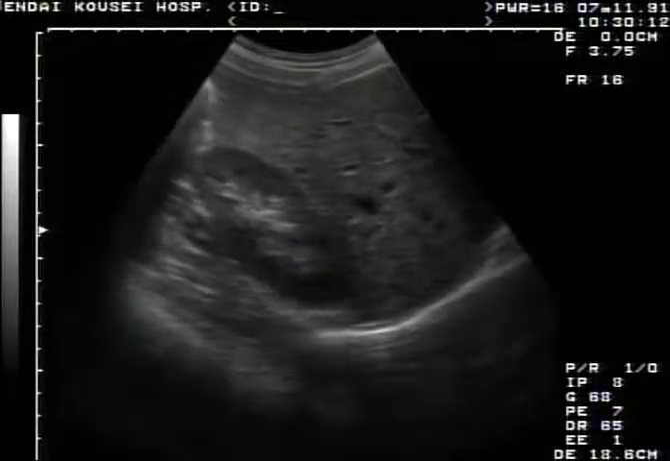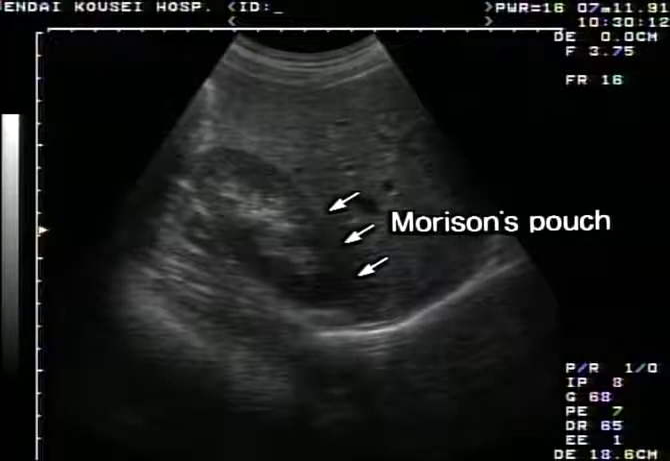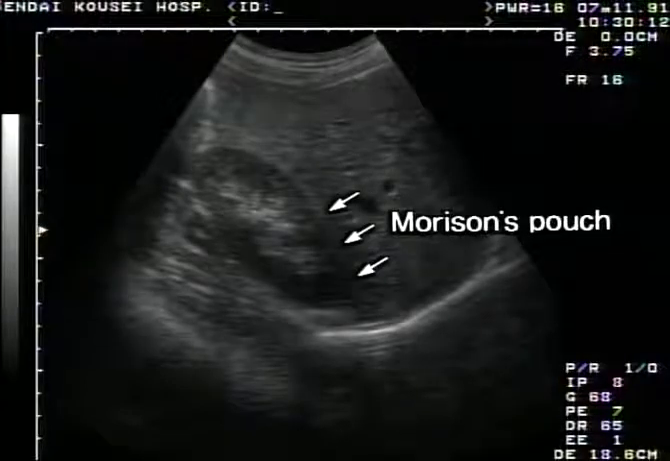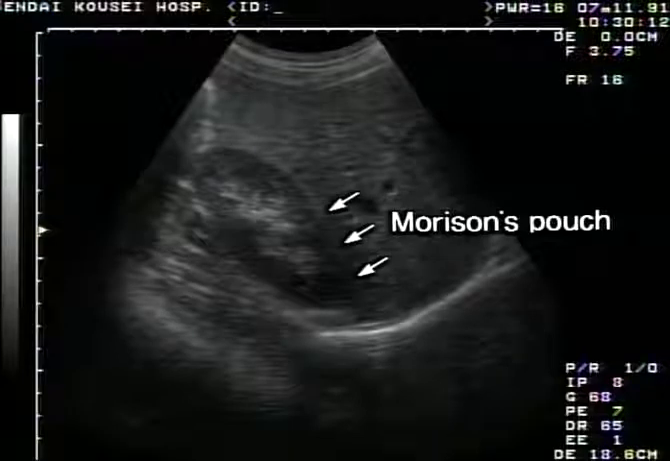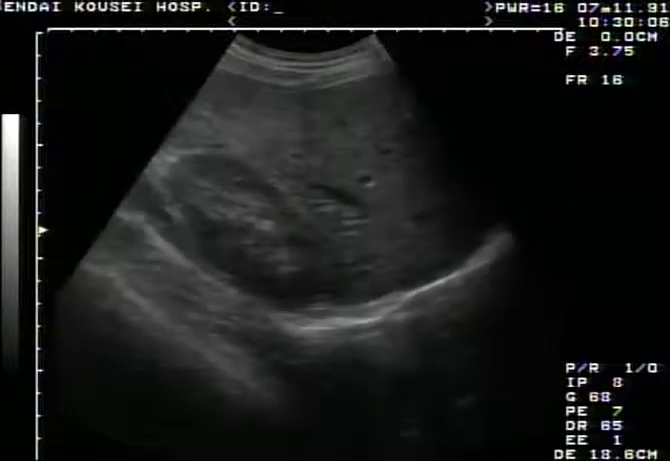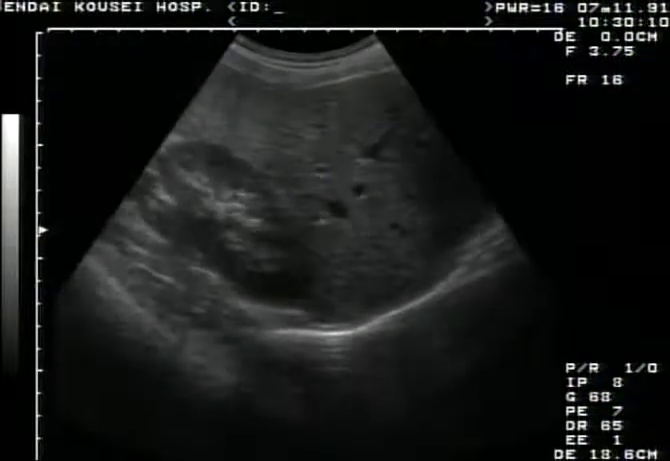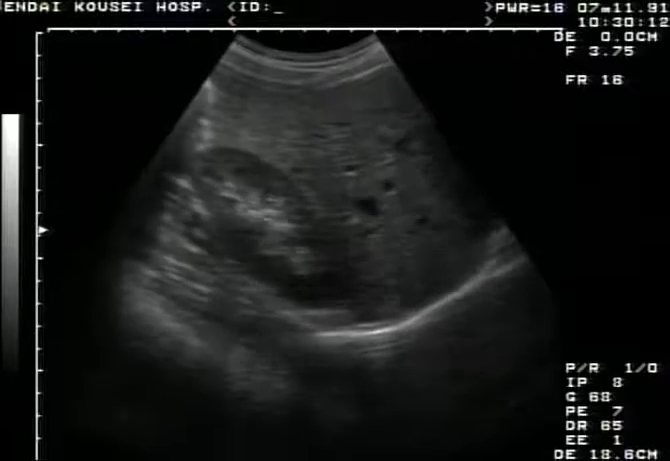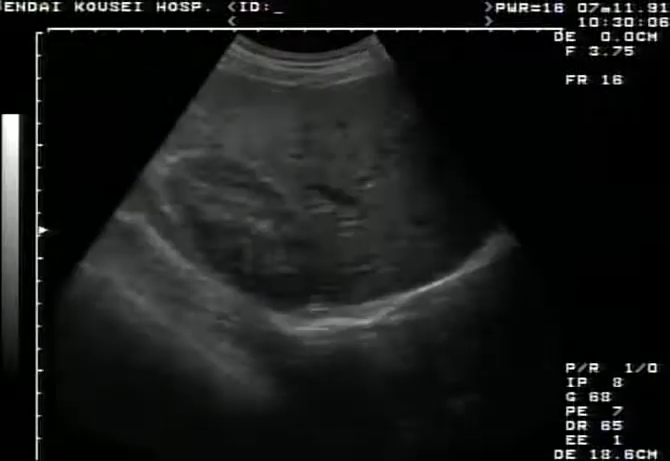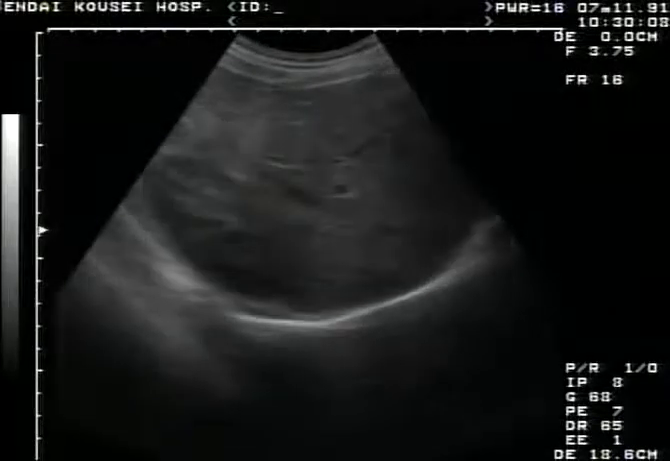On the border between the liver and right kidney, or Morrison's pouch, is where ascites tends to develop. Therefore, observe this region carefully. Compare the echo level of the hepatic and renal parenchyma. In a normal case, they return echoes with almost the same level.